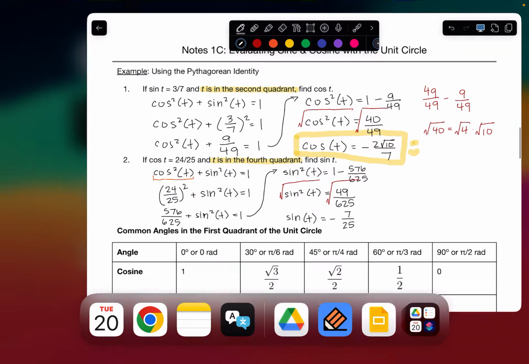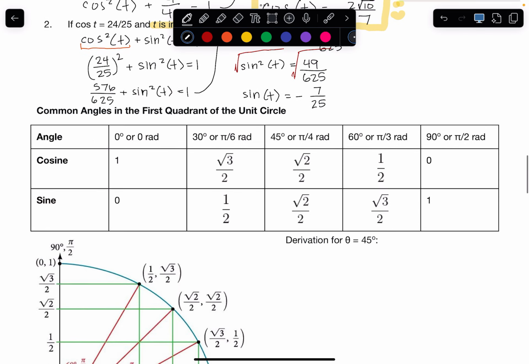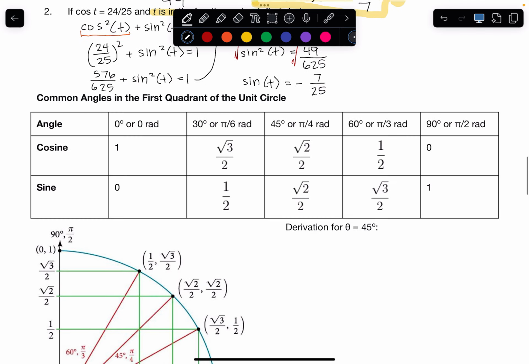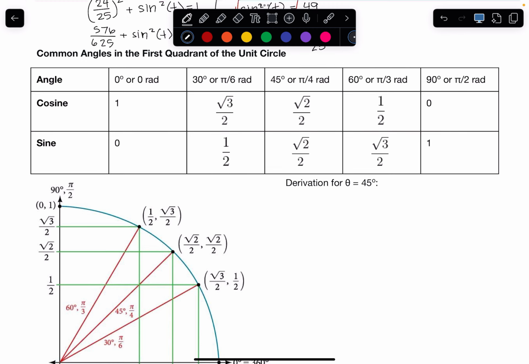You'll notice here I was nice and I gave you all of the information for the first quadrant of the unit circle. Again, nice and summarized. The version in Google Classroom and Canvas is color-coded for your convenience. And we saw that information on Friday.